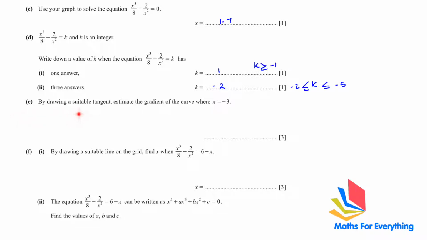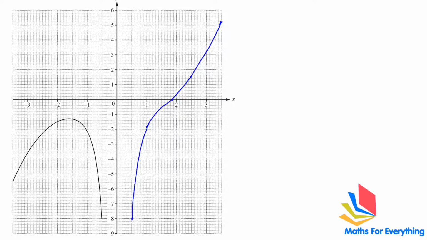E. By drawing a suitable tangent, estimate the gradient of the curve where x is equal to -3. Tangent means you draw a line that touches the curve at that one point. So our tangent will touch the graph at x is equal to -3, here. Let's draw a line here. So I have drawn the tangent here, touching the graph at x is equal to -3.